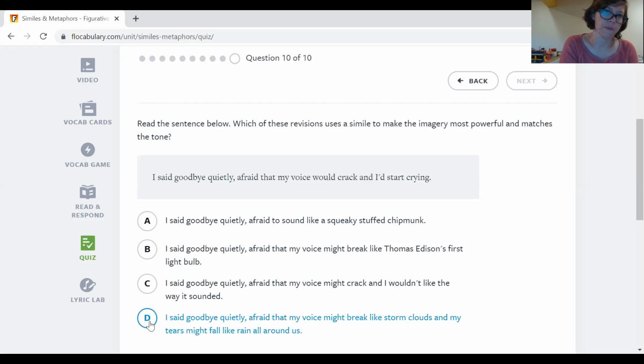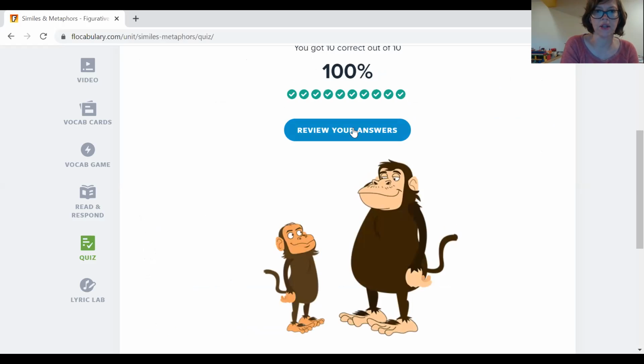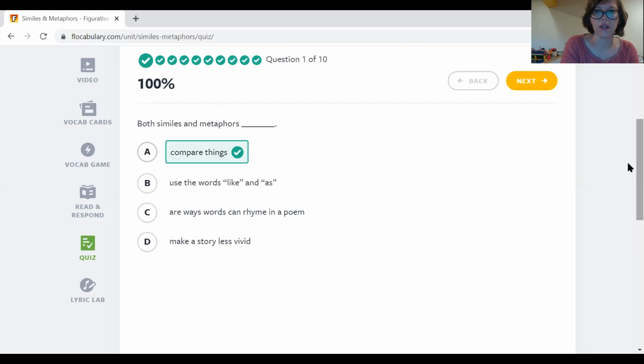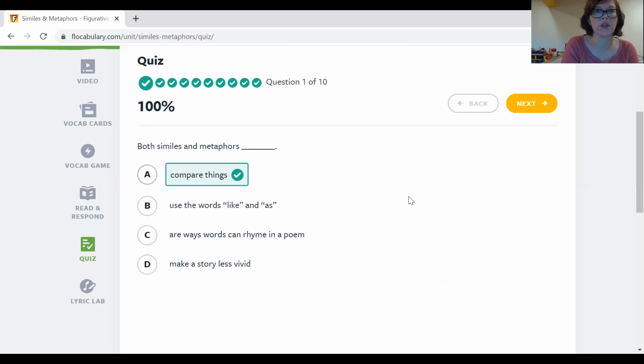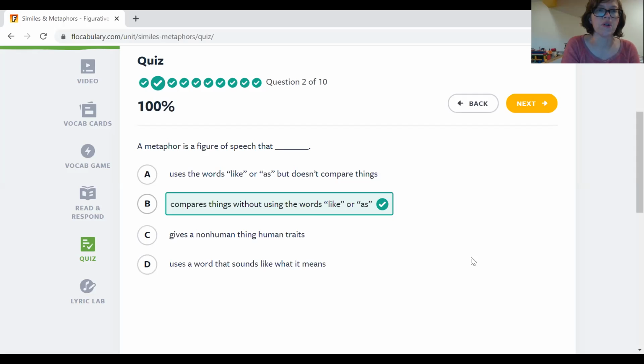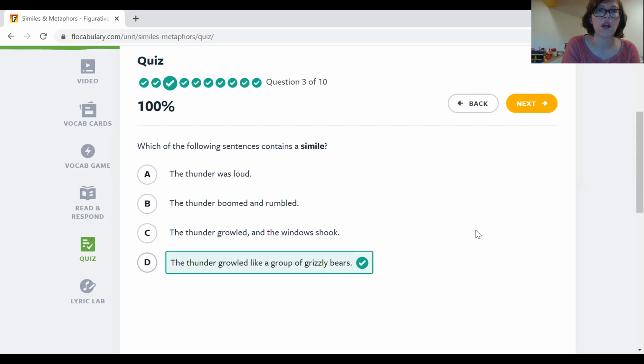All right. Now we're gonna go ahead and check our answers. So you can look at your paper and check your answers. Question 1, both similes and metaphors compare things. Question 2, a metaphor is a figure of speech that compares things without using the words like or as. Remember, metaphor does not use like or as.